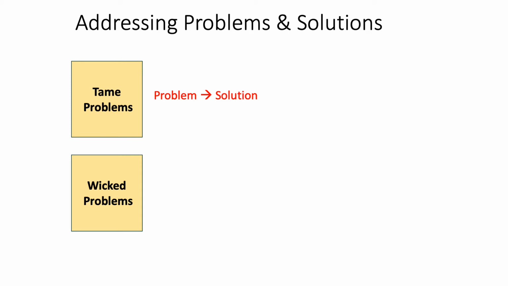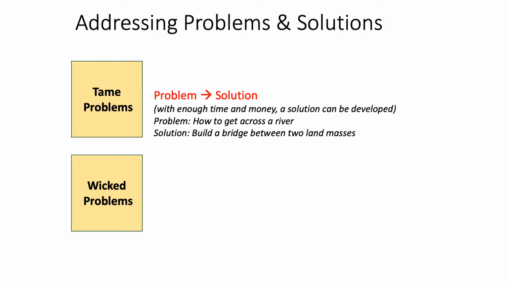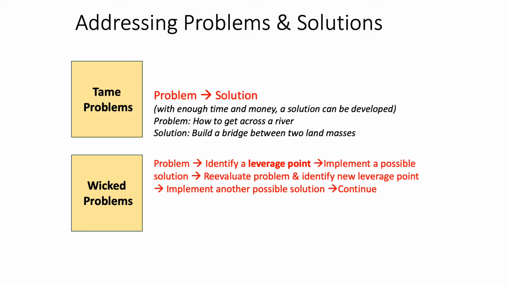Tame problems are problems that have a fairly simple, self-evident solution. So for example, a tame problem might be how to get across a river. The solution could be something along the lines of building a bridge between the two land masses. So this is a tame problem because with enough time and money, a solution can be developed.